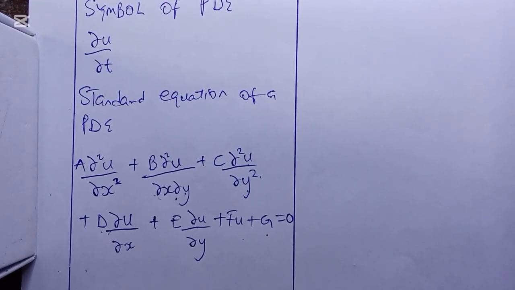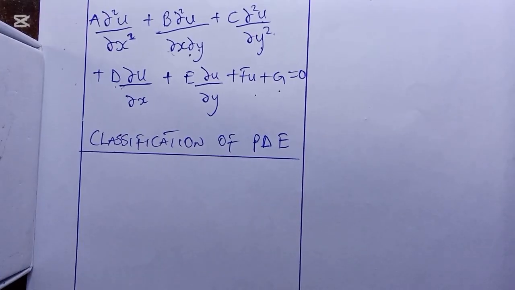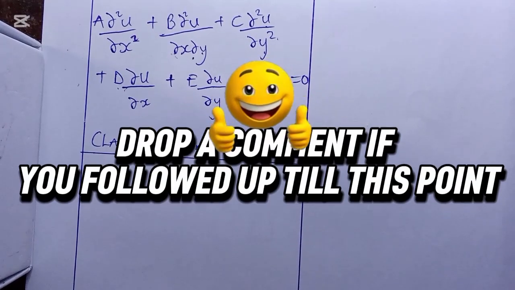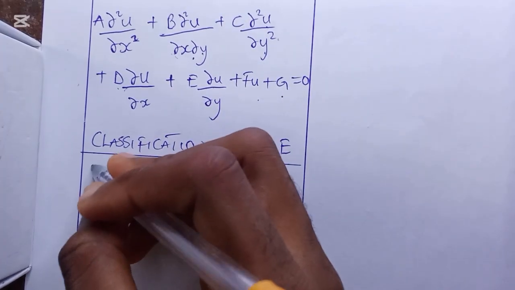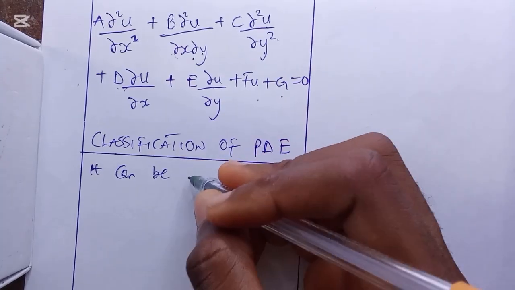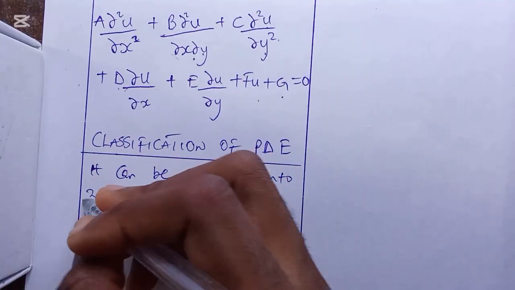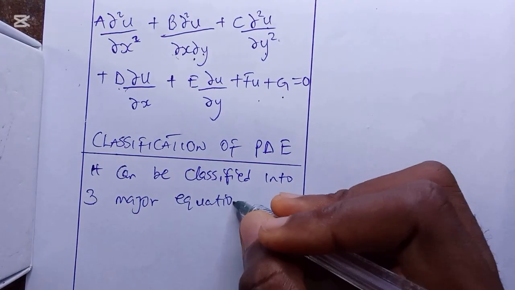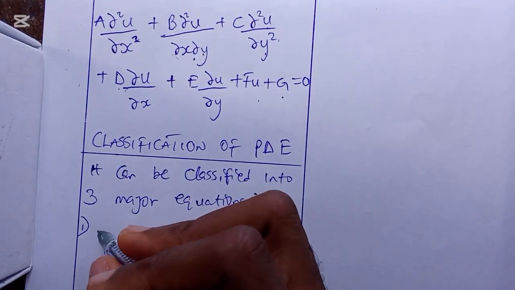So let's go to the next phase of this video, where I'll show you how to classify a partial differential equation. So let's get to it. Okay, in the second phase of this class, which is the classification of a partial differential equation, a PDE can be classified into three major equations. Number one, we have the elliptic equation.